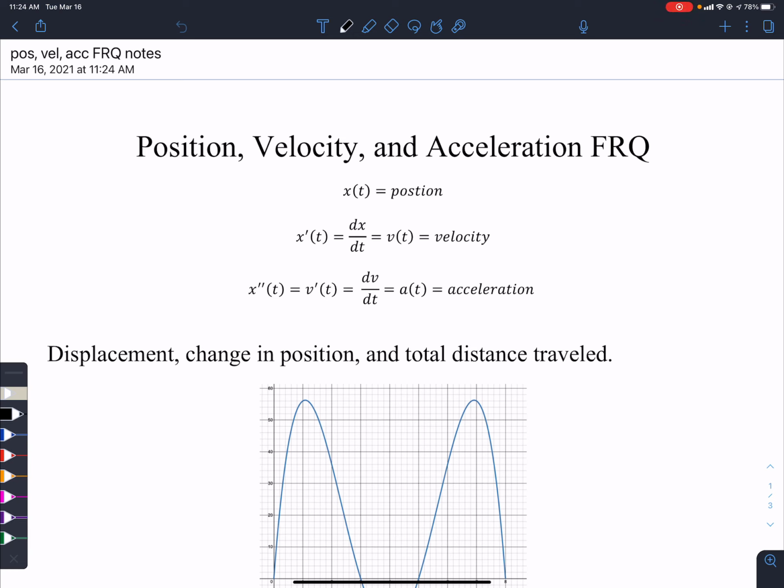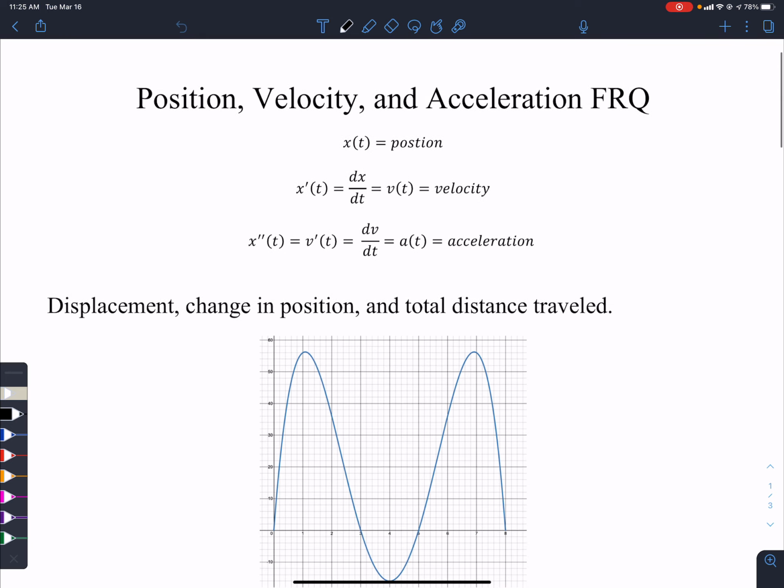The next type of FRQ that we need to be prepared for is position, velocity, and acceleration type problems. So do a quick review before we start. If you have a position function x of t, now it could be s of t, y of t, it could be anything. We're just using x of t. The velocity is the derivative of the position.